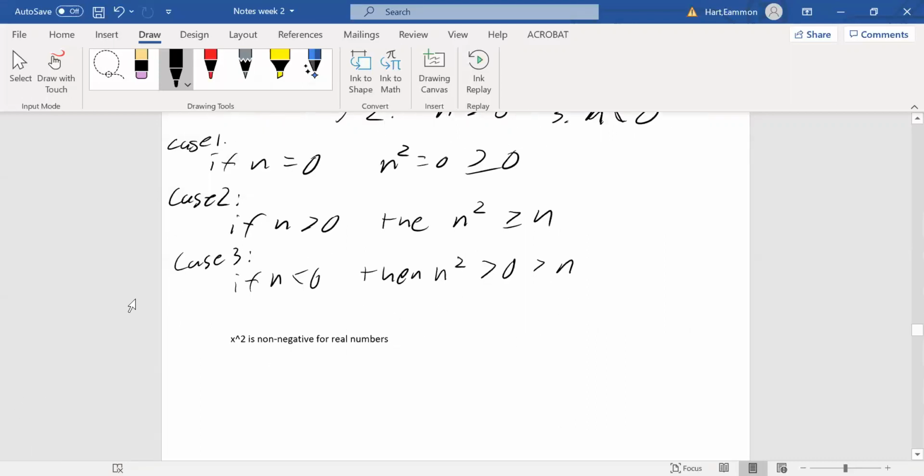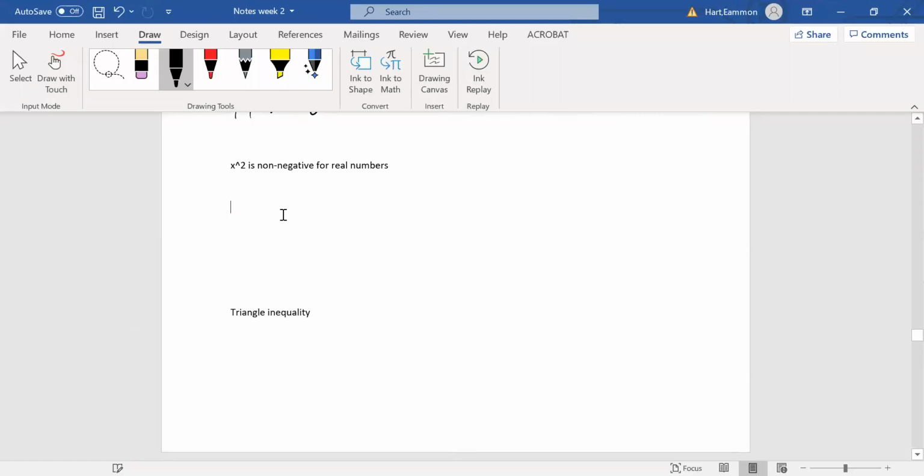This isn't a very interesting one, but it does the job. So x squared is non-negative for a real number. So if x is in R, then x squared is going to be greater than or equal to 0. First off, we need this to be greater than or equal to 0 because we're going to break this up into 3 different cases.